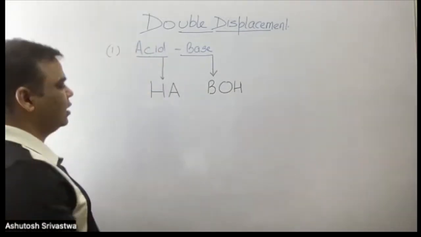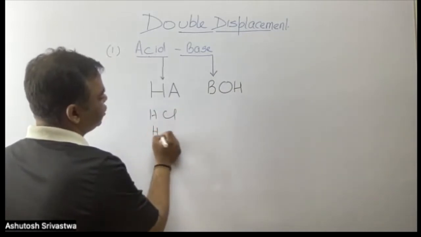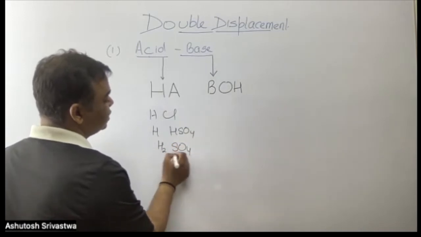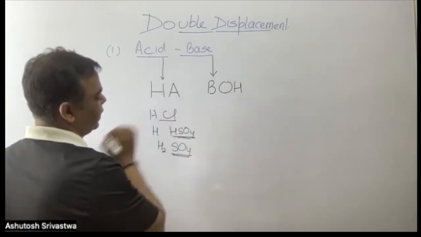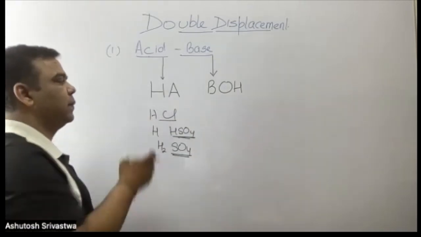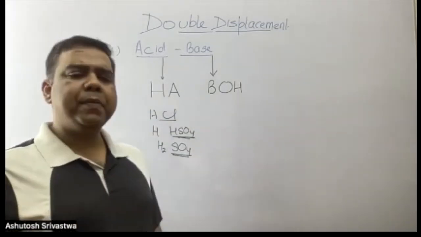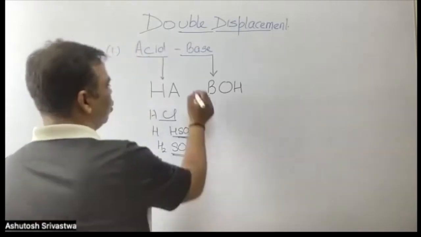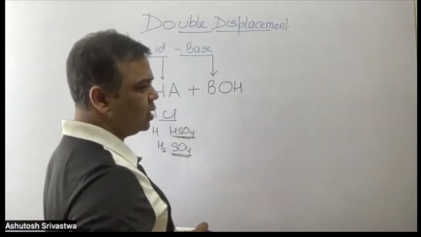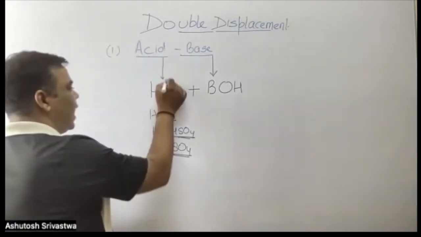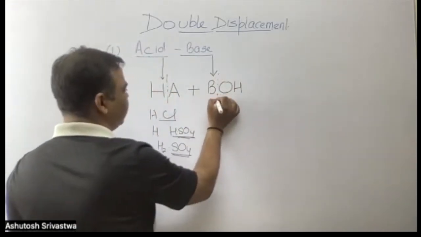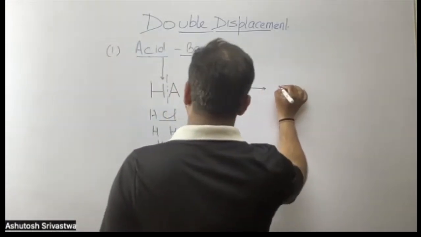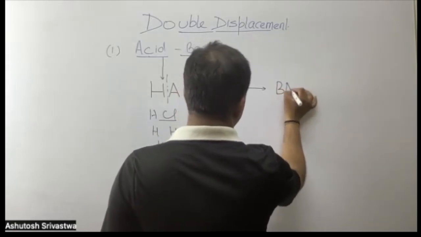So I'm taking like it can be HCl, HSO4 minus, H2SO4. So anything, this is your A part, this is your A part, this is your A part. Okay, it can be 2H, it can be 3H, whatever. I'm just writing HA. Similarly, BOH also. So what is the product here? When they are going to combine, since it is a double displacement reaction, the cation of the acid should get the anion of the base and vice versa. So we will have a formation of BA plus water.